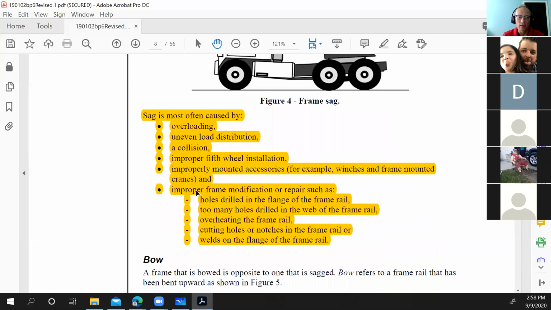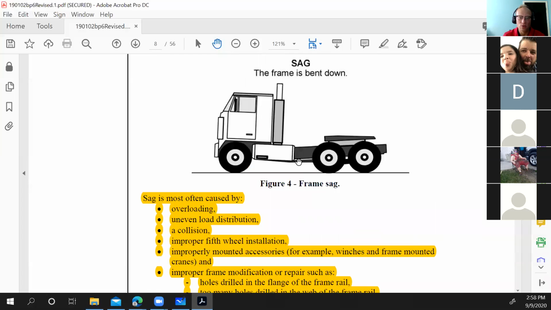And then things like improper frame modifications or repairs, such as holes in the flange or too many holes in the frame rail, or overheating, so you're changing it, notches or cuts, and welds on the flanges, okay? Any of those cause a spot where it will now bend.